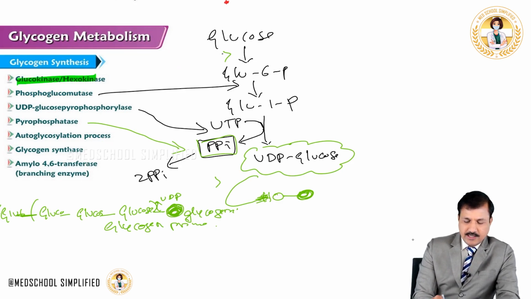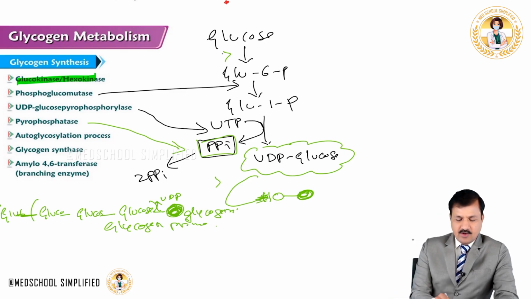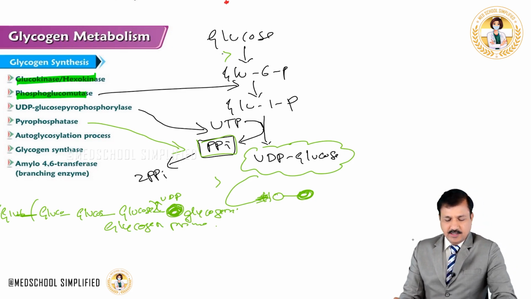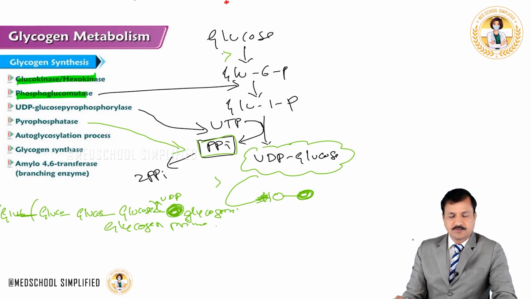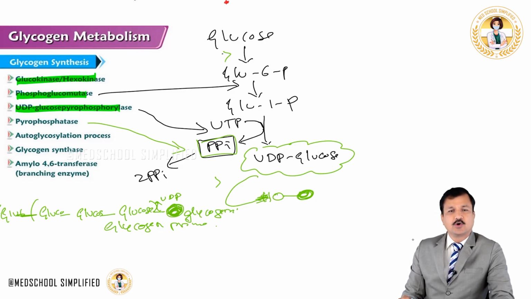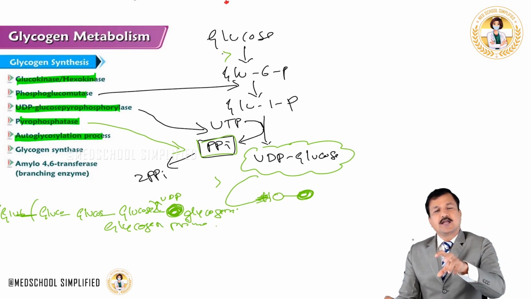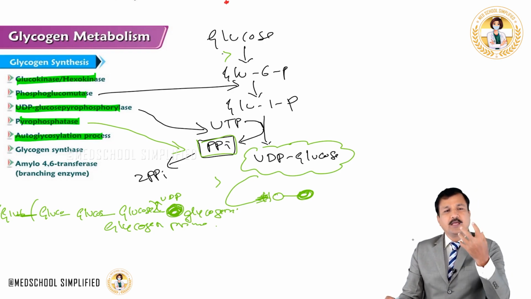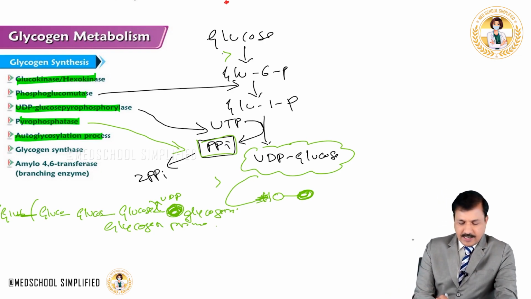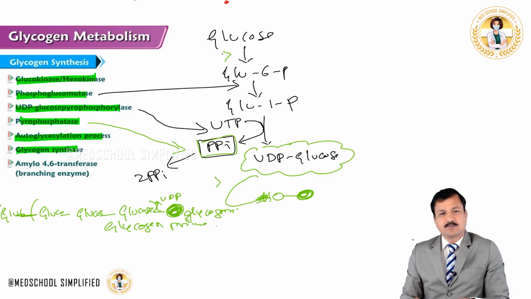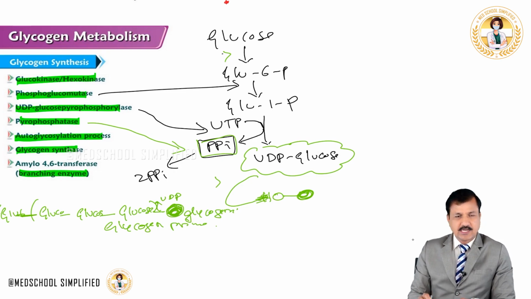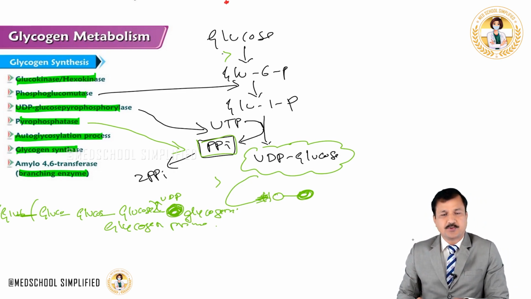So we have the glucokinase/hexokinase reaction. We have the phosphoglucomutase enzyme converting glucose-6-phosphate into glucose-1-phosphate. UDP-glucose pyrophosphorylase converts glucose-1-phosphate into UDP-glucose. Pyrophosphatase enzyme breaks pyrophosphate into inorganic phosphate, making the system exergonic. Then the autoglycosylation process, where glucose is added onto a tyrosine of glycogenin to make a glycogen primer, and then glycogen synthase comes in and elongates the glycogen primer, and finally the branching enzyme comes and introduces a branch point.